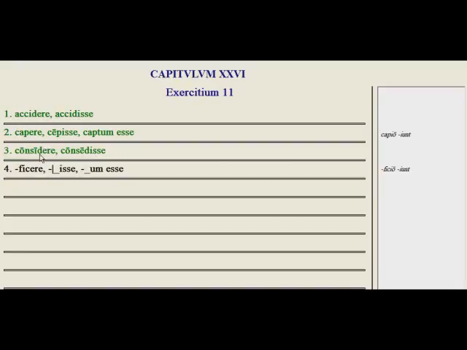And when you're going to do this, you need to have the English on the one side. To happen, accidere, accidi, or accidisse. To capture, capere, cepi, captum, or capere, cepisse, captum esse. To sit down, considere, consedi, or considere, consedisse. After you've practiced all of these, I think you're ready for the pinza.